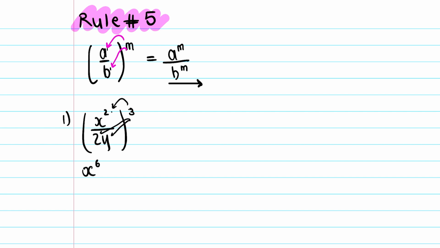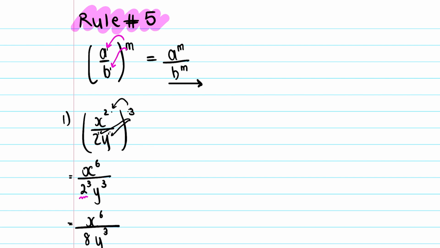x, 2 times 3 is going to give us 6, over, 1 times 3 is going to give us 2 to the power of 3. And then we've also got a 1 here, so 1 times 3 is going to give us 3. Now all we need to do is simplify. So we're going to have x to the power of 6, 2 to the power of 3 is going to be 8, and then we've got our y to the power of 3, and that is our answer.